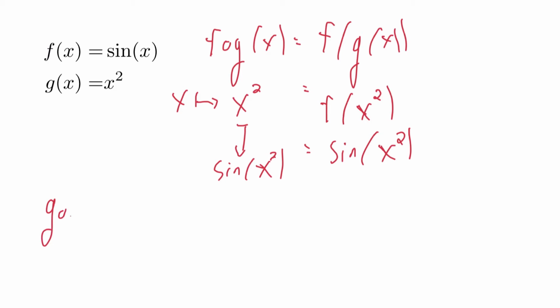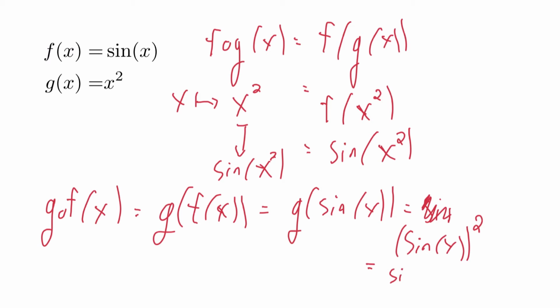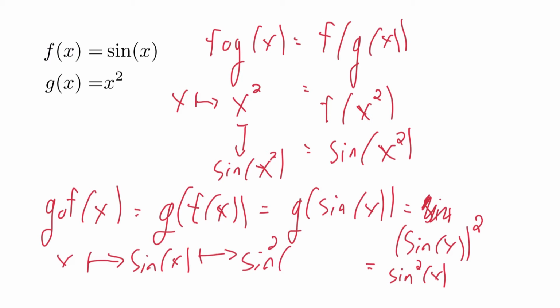Now, g composed with f of x, on the other hand, is g of f of x. And what is this? Well, this is g of sine of x. So sine of x all squared, which is sometimes written sine squared of x. So in this case, x first goes to sine of x, and then goes to sine squared of x. So in general, these are not the same.